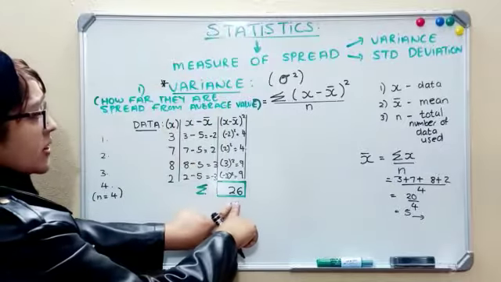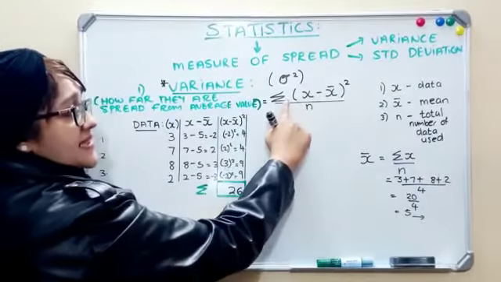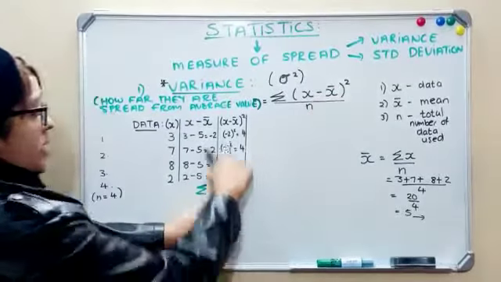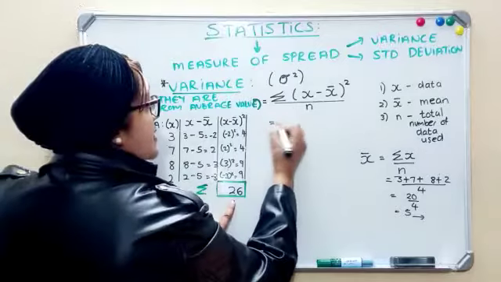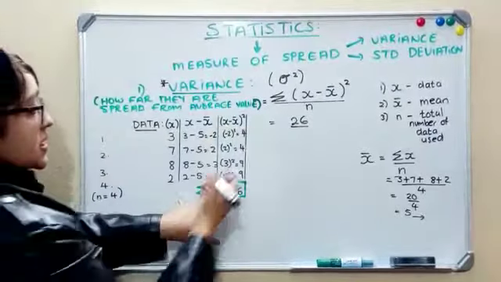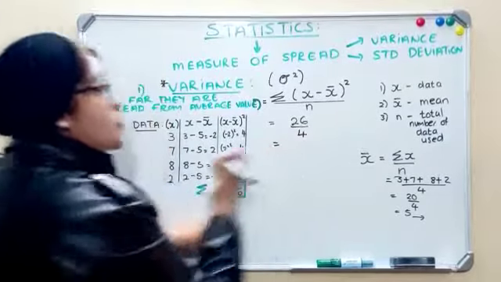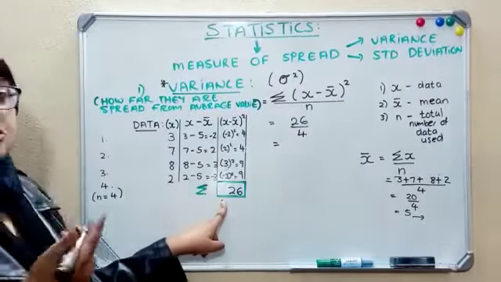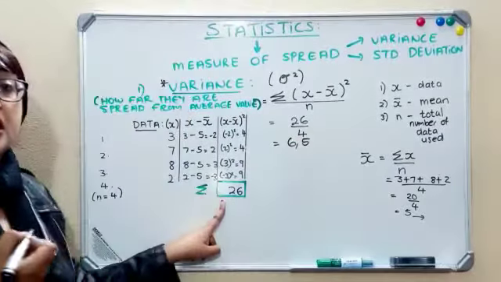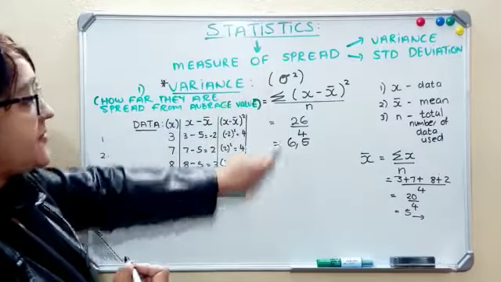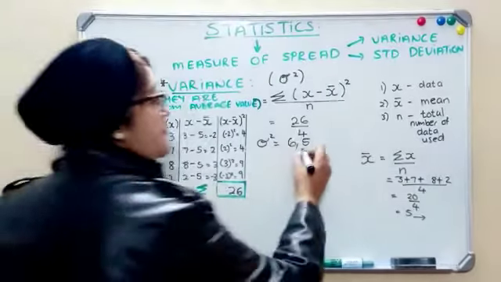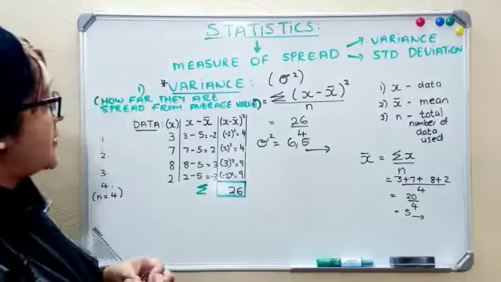So if I go back now, I'm trying to calculate the variance. In my numerator, you can see it's the sum of the data minus the mean, all squared, which is what I've done. So that is 26 all divided by the total number of data used, which was 4. So 26 divided by 4 gives me 6.5. This here now is the variance of the data.